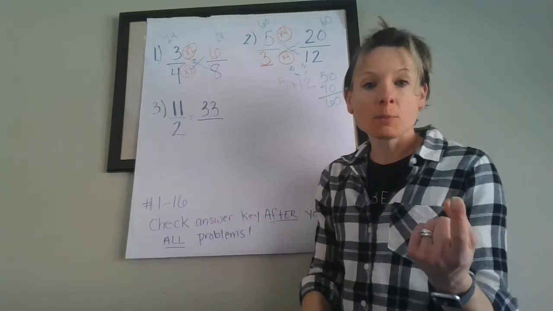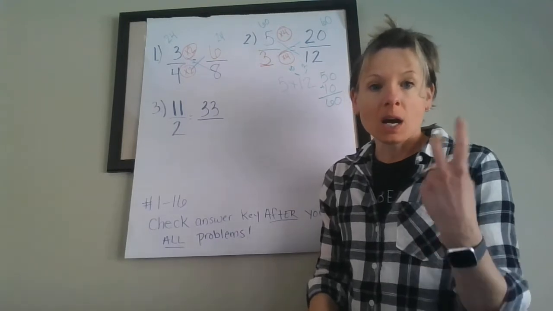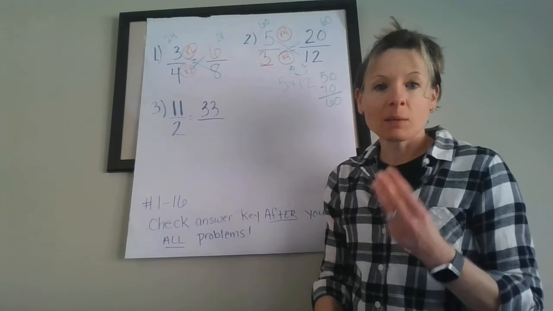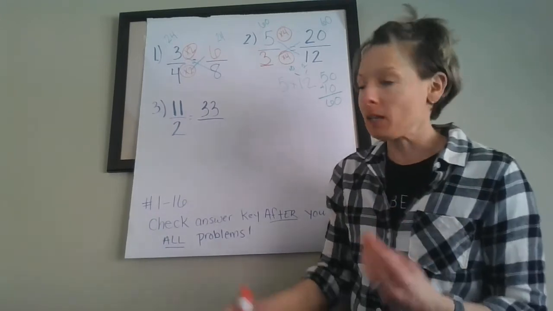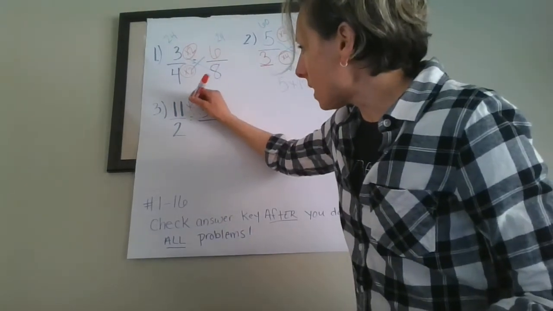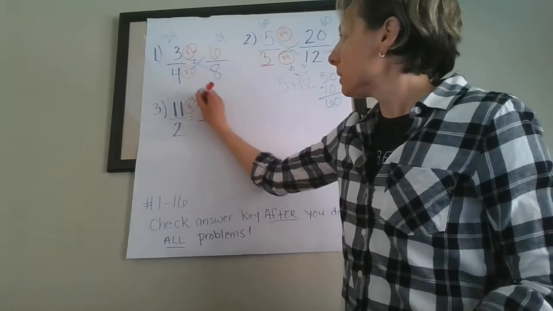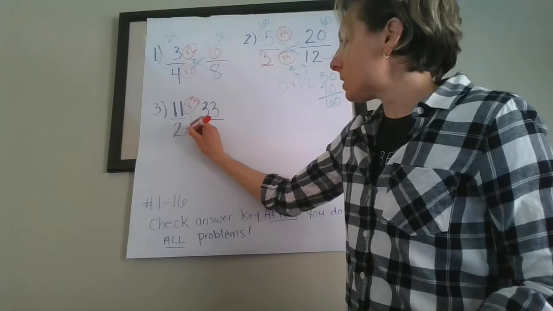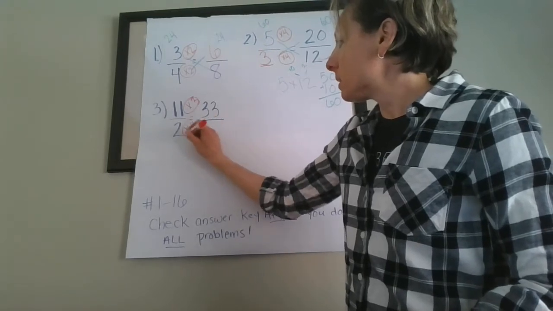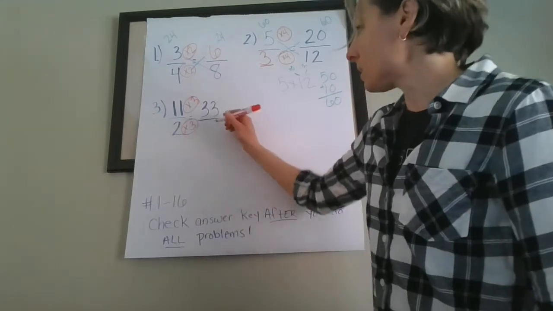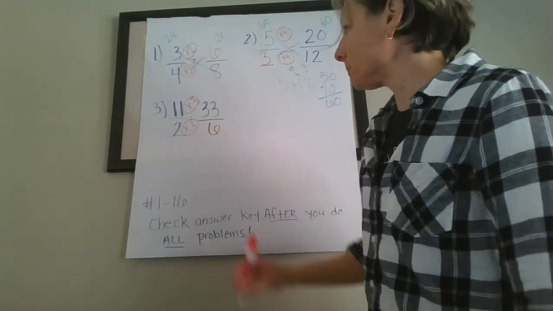Well, 11 times 1 is 11. 11 times 2 is 22. 11 times 3 is 33. So it's going to be 11 times 3 gave us 33. That means we're going to do the same to the bottom. 2 times 3, and that's an easy one, 6.